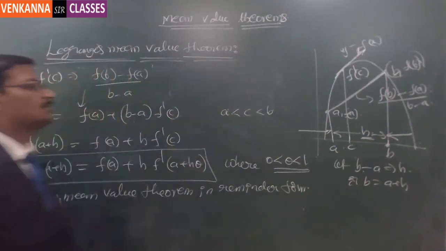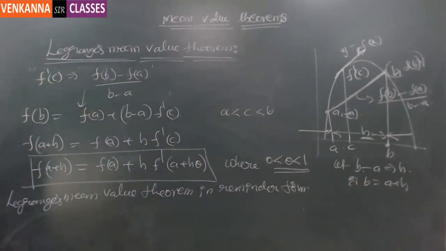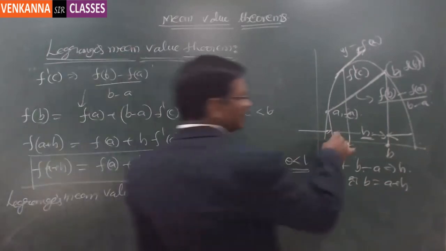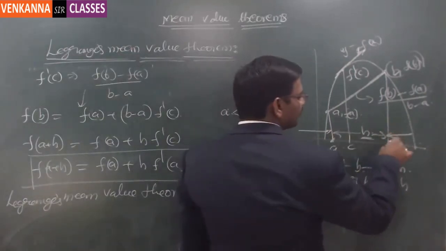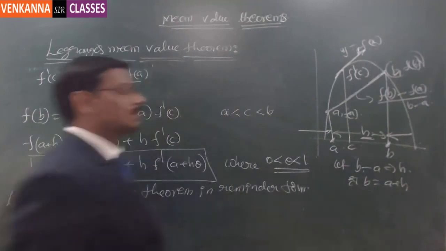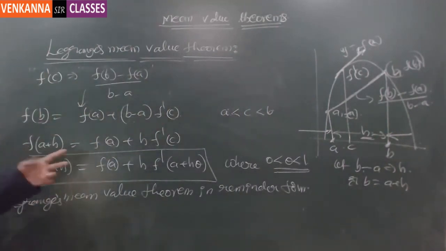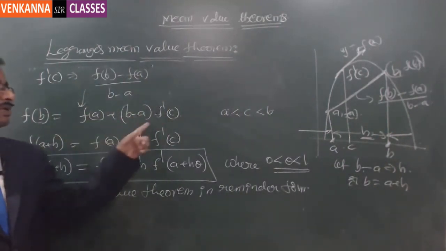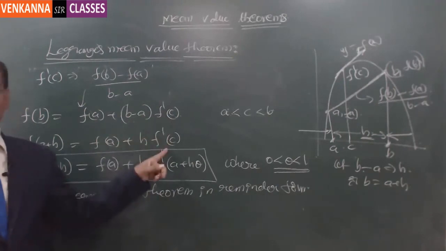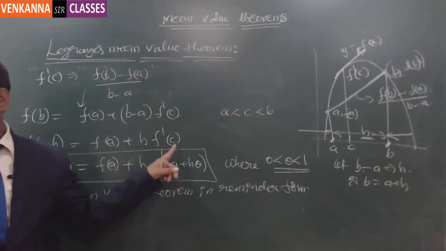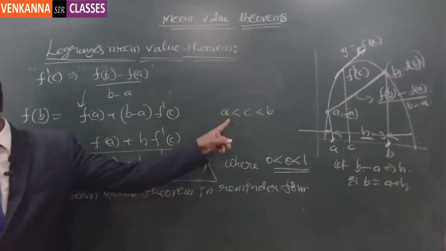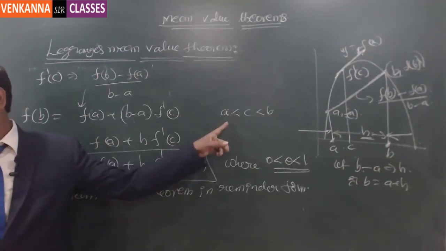The c value is in between a and b, that means it's more than a and less than b. The c value I will replace at a later point of time. So b can be written as a plus h, because this is the starting point a and this distance is h. So f of a plus h is equal to f of a plus, b minus a I treated as h, times f dash of c. And we are sure this c value is in between a and b, because it is stated by Lagrange's mean value theorem.